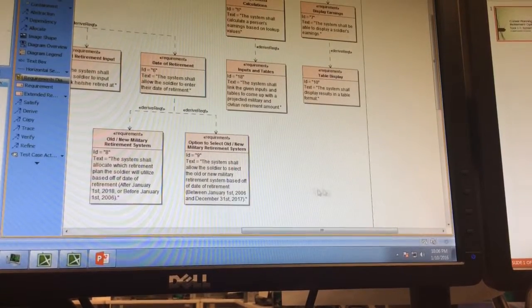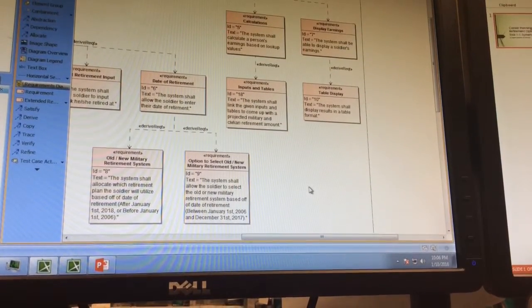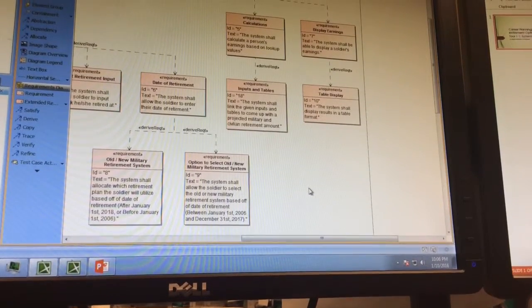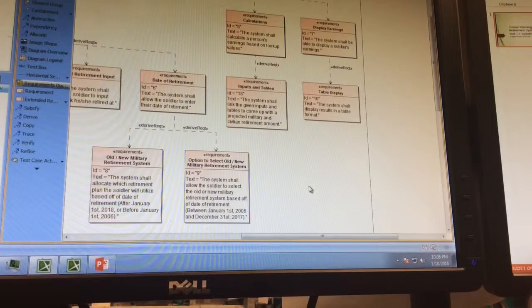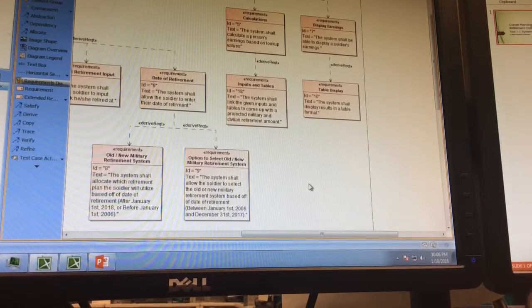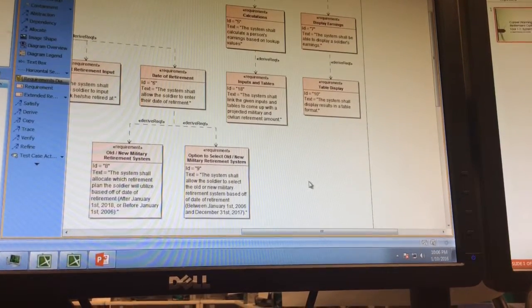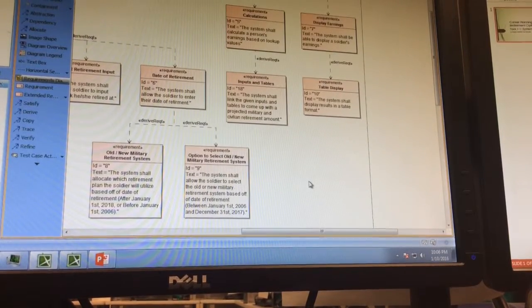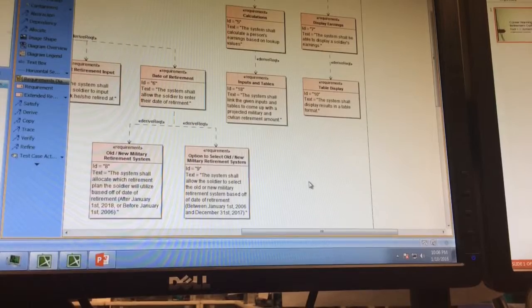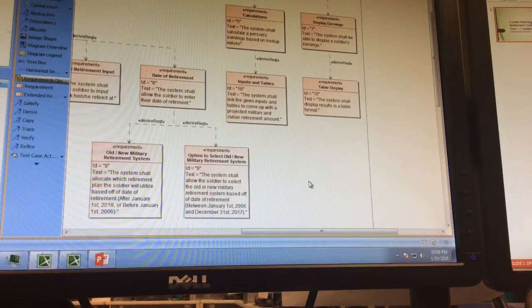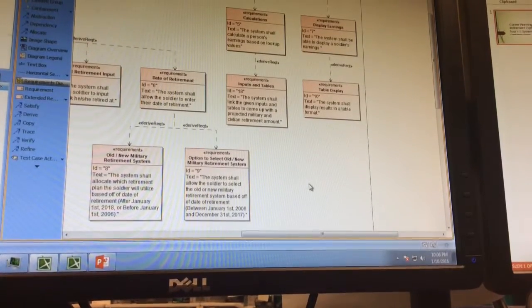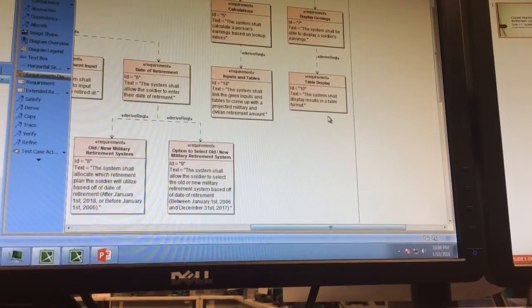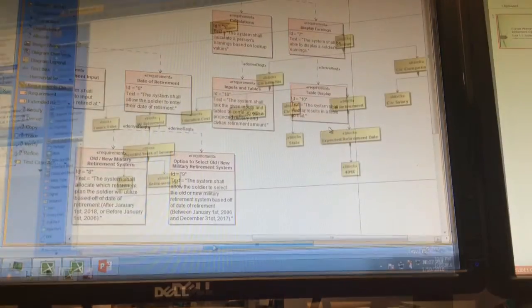For calculations, the system shall calculate a person's earnings based on the lookup values, and we broke that down into the inputs and tables, basically the relationship of how the soldier's inputs would interact with the tables to come up with an output, a projected military and civilian retirement amount. And finally, these earnings would be displayed in a table.